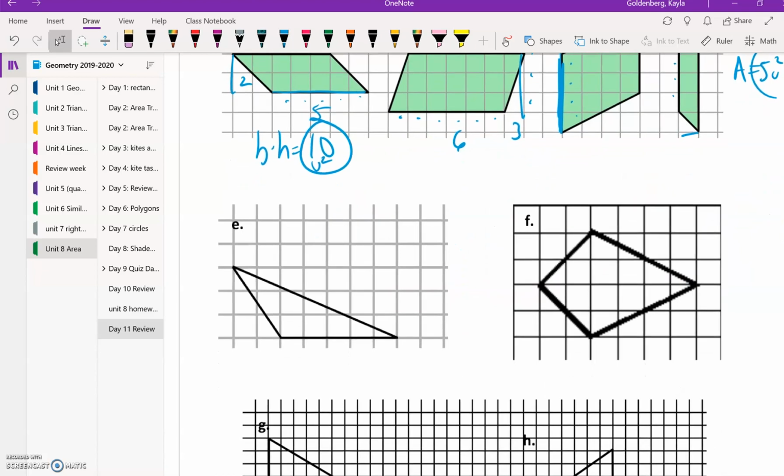Okay, these are just some quick practice. Triangle you probably feel pretty straightforward right now. 1, 2, 3, 4, 5 is my base. My height is 1, 2, 3. So area is base times height divided by 2. 5 times 3 divided by 2. 15 cut in half is 7.5 units squared.